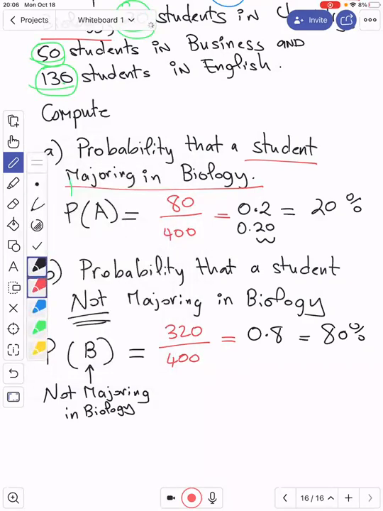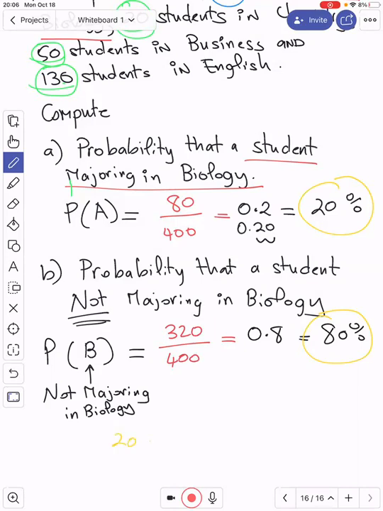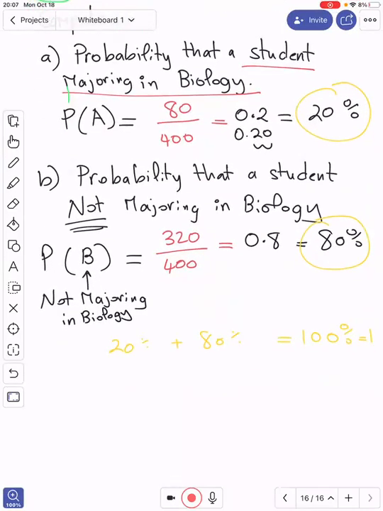The probability that a student is majoring in biology plus the probability that the student is not majoring in biology, the sum is 20% plus 80%, that's 100%, which is equal to 1. The 20% is the probability that a student is majoring in biology. The 80% is the probability that the student is not majoring in biology.